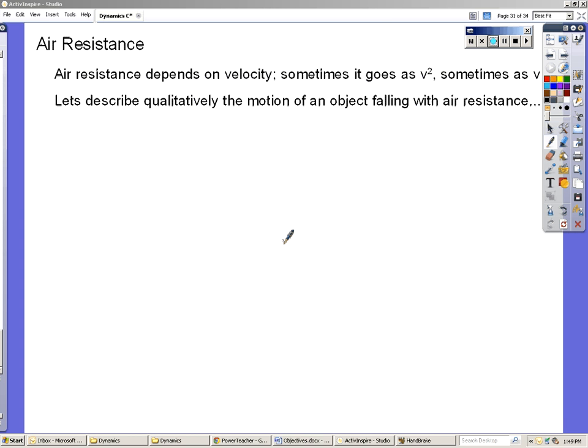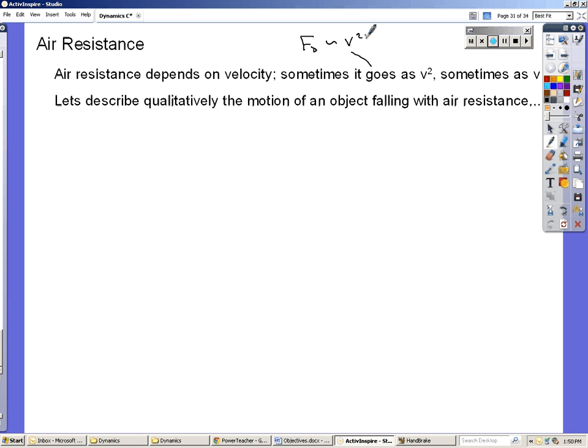Now, the first thing to know about air resistance is that the faster you go, the more air resistance there is. Sometimes the air resistance goes as v squared. What that means is that the drag force is proportional to v squared. Sometimes it goes as v. Sometimes it's proportional to velocity, sometimes it's proportional to the square of the velocity. Which one it is is something that you will be told at the beginning of a problem.